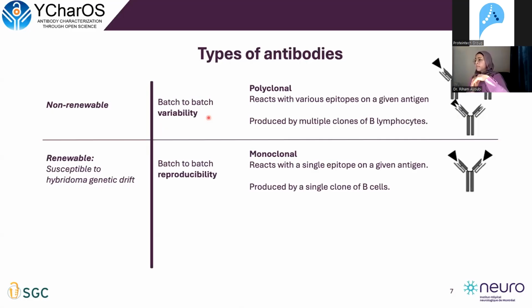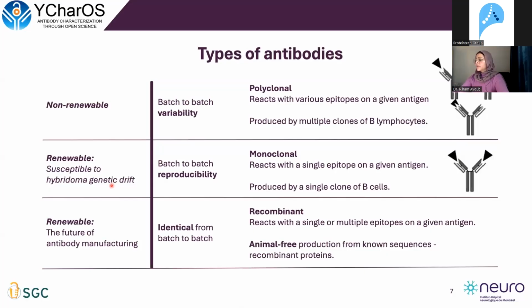The second type represents monoclonals. They recognize one epitope on an antigen because they are the product of one single B-cell lineage that's transformed into an immortalized hybridoma to sustain production. While these reagents are considered renewable and provide a consistent supply of antibodies, hybridomas may suffer from genetic drifting over time.